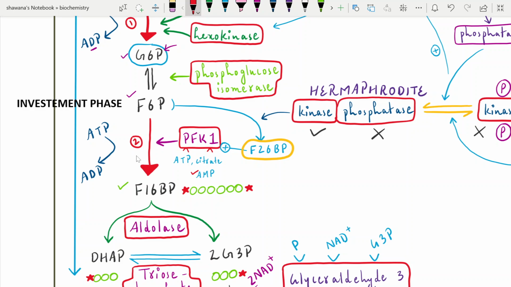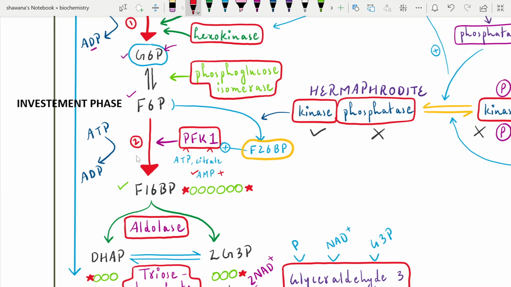ATP and citrate levels indicate that the cell is high in energy. So, do we need glycolysis in that case? No, we don't, because the cell already has ATP. AMP represents that the ATP is broken down and the cell does not have sufficient ATP. So AMP is a positive regulator for glycolysis.